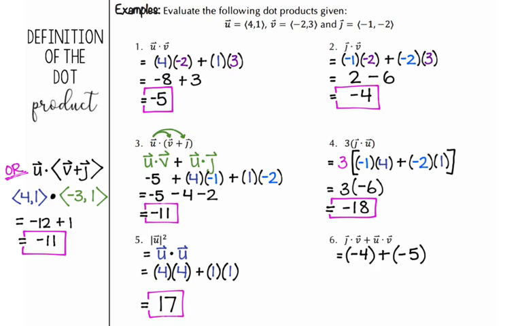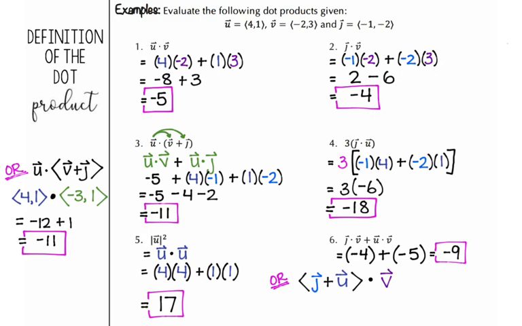Number 6, we're going to do it two different ways. The first way, we've already done the magnitude of j times v. You can see that up here is negative 5. Negative 4, which we did in problem number 2. And we've already done u times v, which we did in problem number 1, which was negative 5. So we've got negative 4 plus negative 5. So this one was actually very simple to do because we'd previously done those dot products.